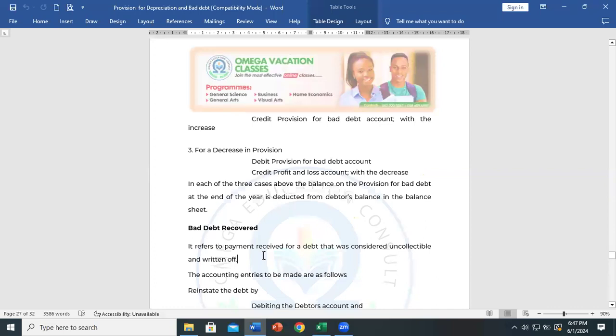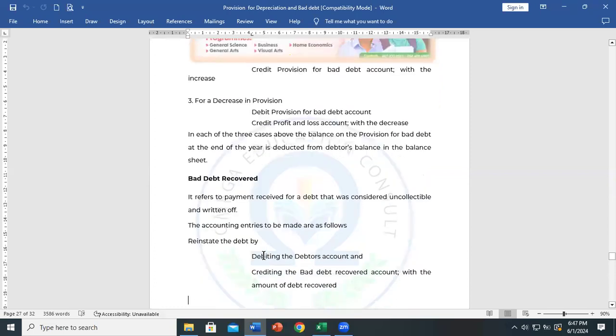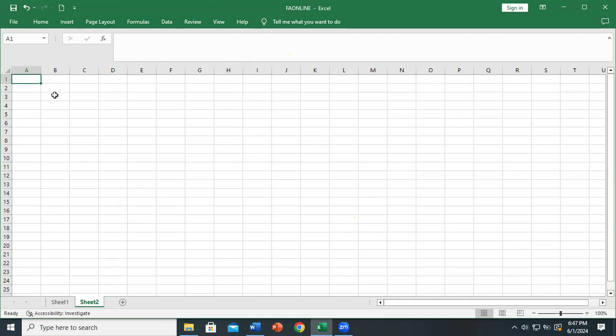Now let's go to bad debt recovered. When you recover a debt, what entry do you have to pass? So let me do this. Let me rule some kind of T account here and make this more practical for all of us.